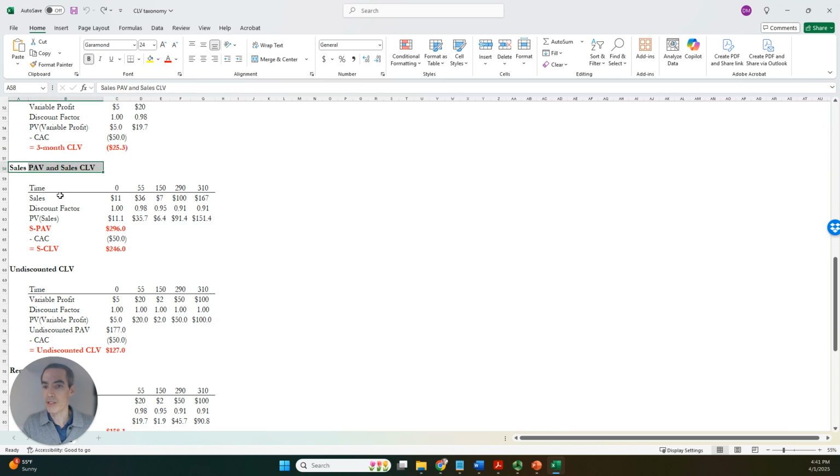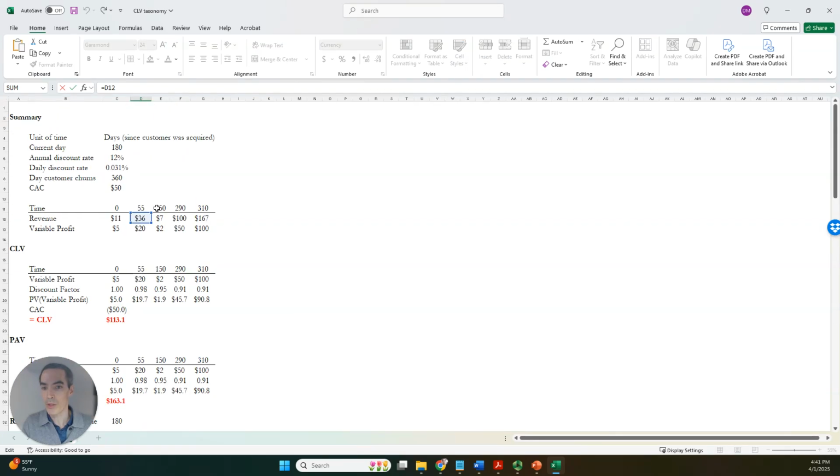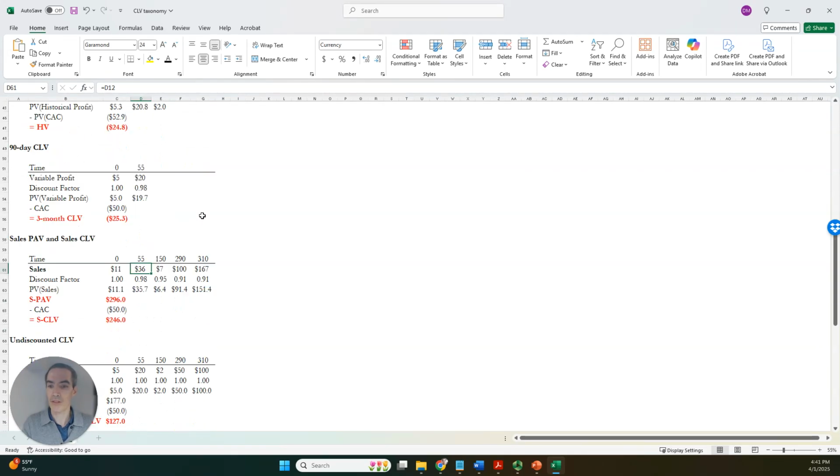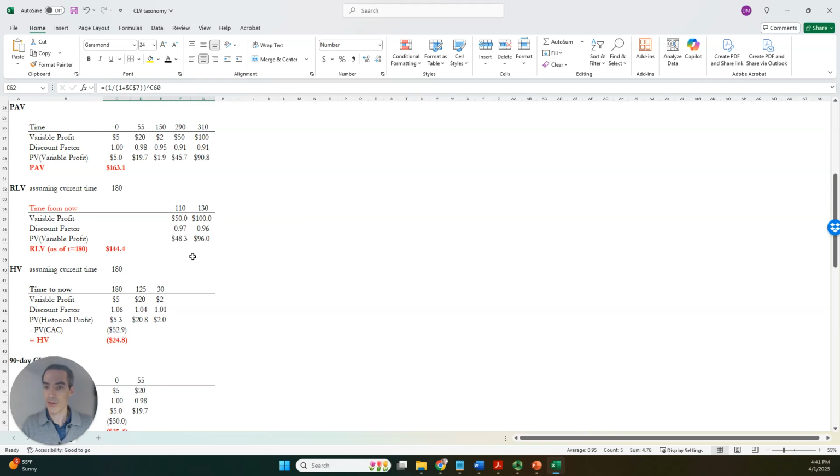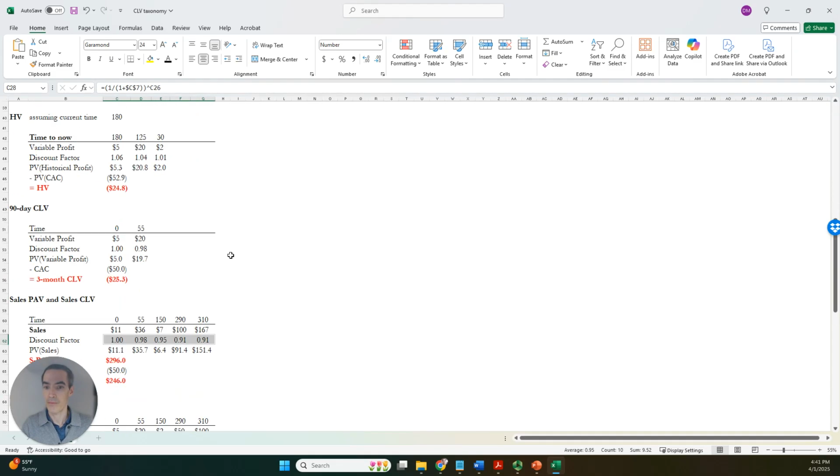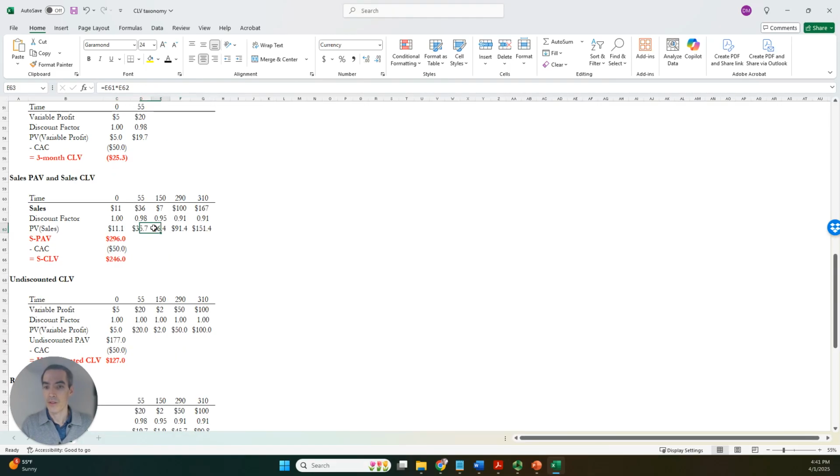Sales PAV and sales CLV. The only difference here is that now, look at this, we're looking at sales. We're not looking at profit. And so when we look at where we're pulling these figures from, we're pulling it from the revenue line over here and not the variable profit line. But otherwise, everything else is the same. So same discount factors here as over here. Same present value calculation. Sales PAV is then the net present value of the sum of the sales. Subtract off CAC, and that gets us sales CLV.